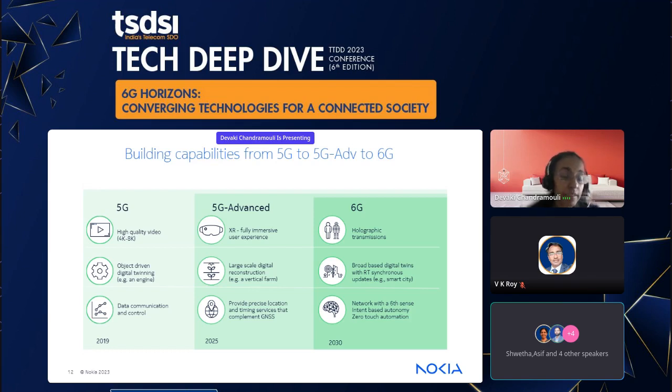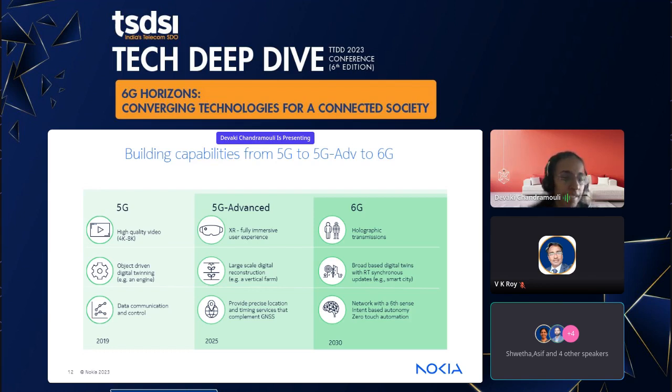And then the second example is about digital twins. 5G Advanced and 5G can already support digital twins at a smaller level. With 5G Advanced, we can already reconstruct a vertical farm or even a supply chain within a factory. But 6G can help take it to the next level, where you can actually create a digital twin of the whole city or even a whole telecommunication network with its antennas and all the details.